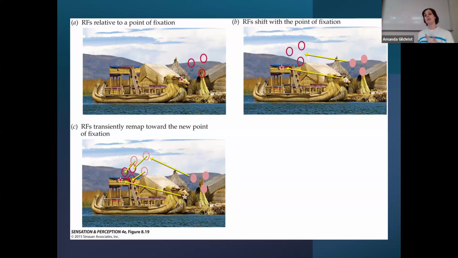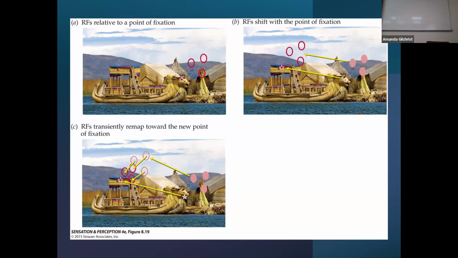So here's an example of what that would look like. Let's say that we were looking at this particular image, and here's our point of fixation right here, which is marked by the star. And then we have some receptive fields over here. One of the things that we could do is that if our eyes move, our receptive fields can basically shift in lockstep relative to the fovea. So here are our original receptive fields. Here's our original point of fixation.